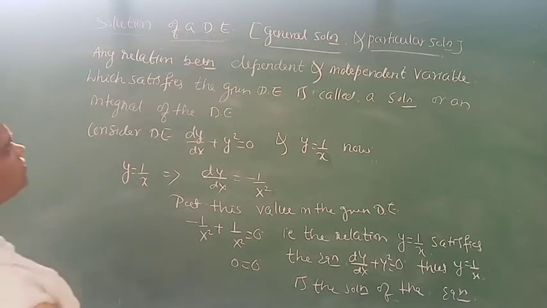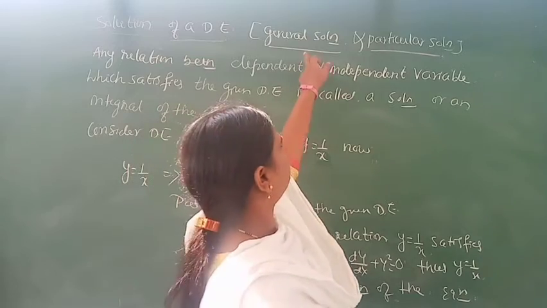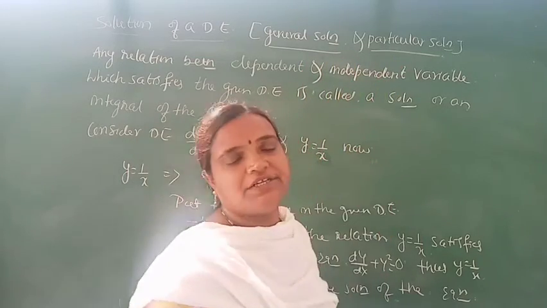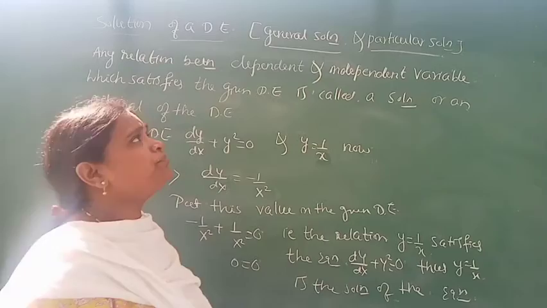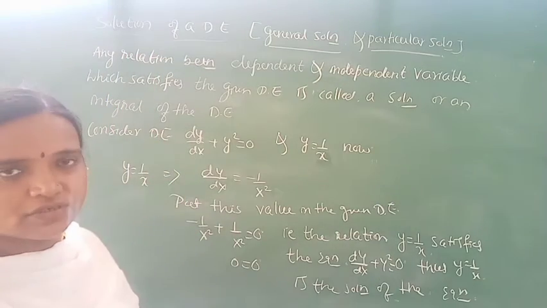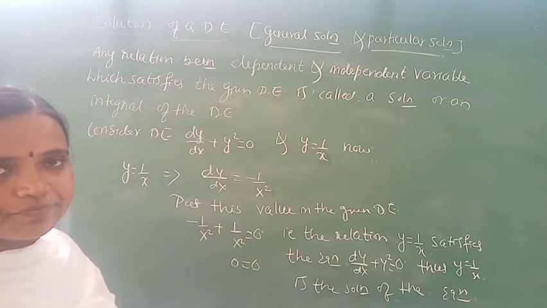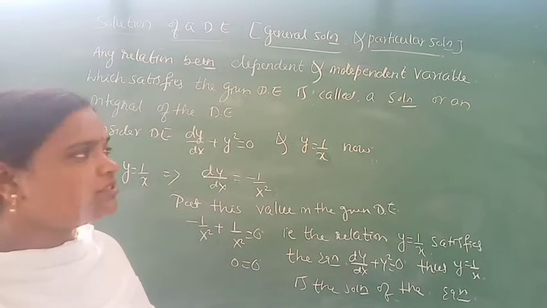Next is solution of the differential equation. In that solution of differential equation, there are two types. One is general solution and another one is particular solution. First, let me know what is the definition of solution of differential equation. For that, I will take one example. With the example, I will give the explanation.